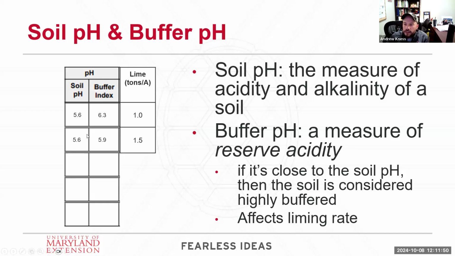Well, it's because this soil here, the second one, is more buffered than the first soil. This soil has more reserve acidity that will neutralize that liming material that you add. So that means you have to add more liming material to bring it back up to that desired pH level. So hopefully that makes sense, okay?